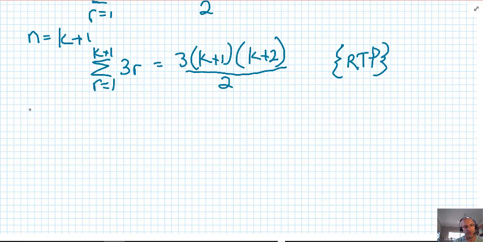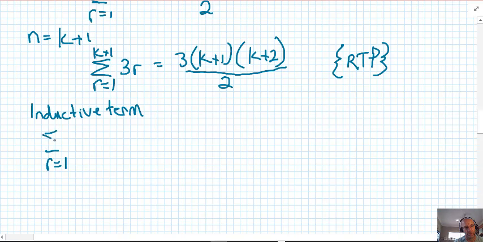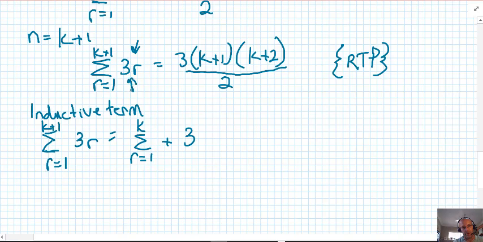So considering the inductive term now, we're going to employ the inductive term. We also know that the sum from r equals 1 to k plus 1 of 3r is the sum as it is up to k plus the inductive term. And the inductive term will simply be 3 times (k plus 1).